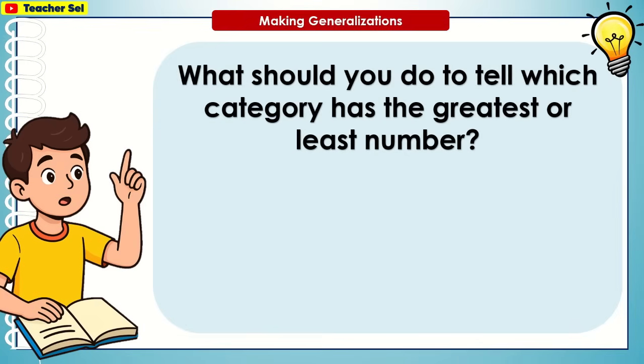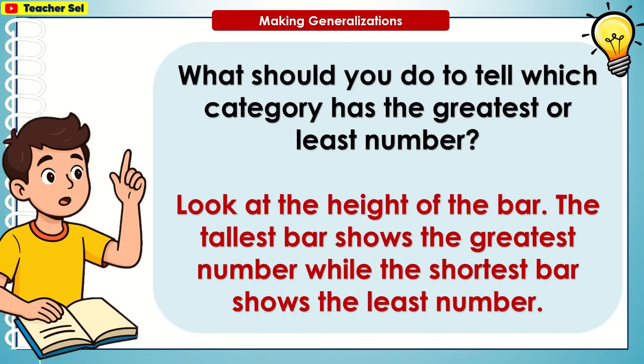What should you do to tell which category has the greatest or least number? Look at the height of the bar. The tallest bar shows the greatest number, while the shortest bar shows the least number.